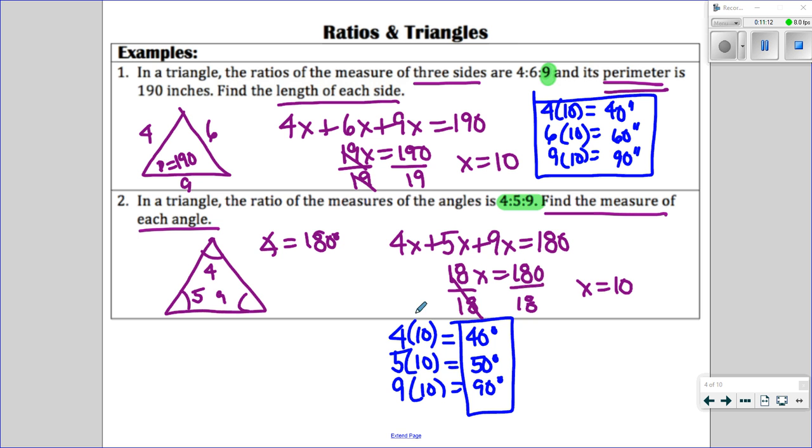Okay, so again, we use the constant factor to the ratio in order to find our angles or sides. So again, anytime we're dealing with a ratio and triangles and you see this setup, you know that you're going to do 4x plus 5x plus 9x equals whatever they give you. If it's a perimeter or if it's an angle, it's dealing with the triangle angles, 180.